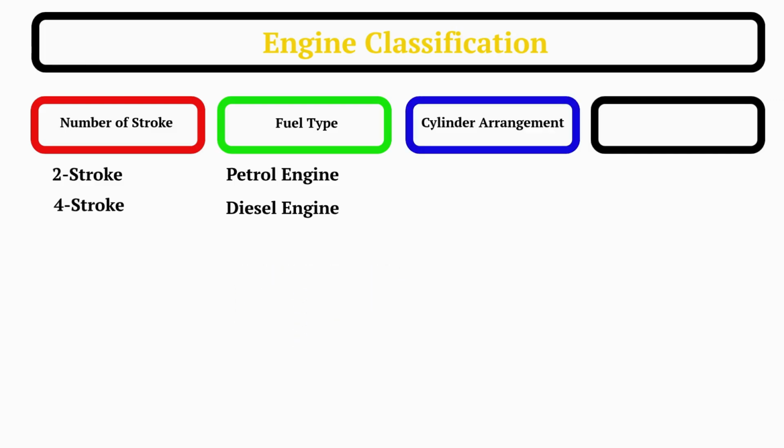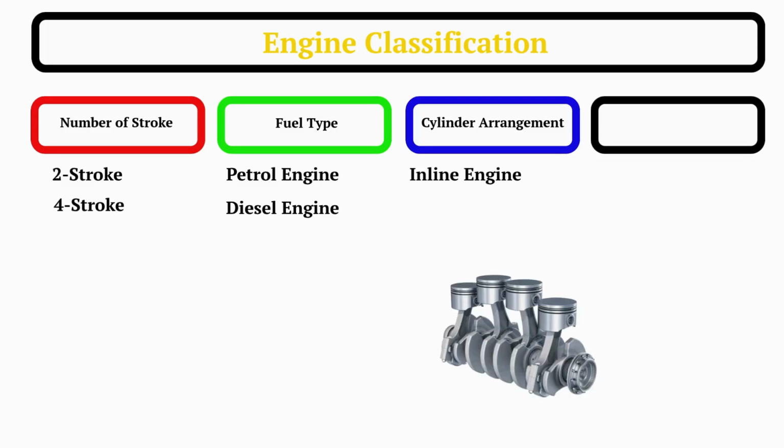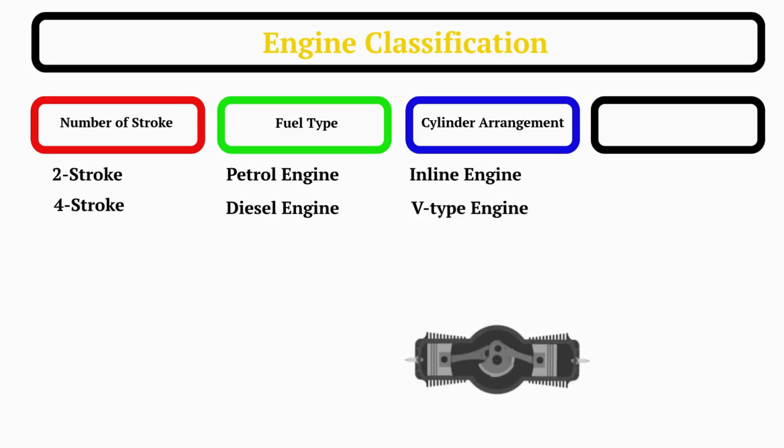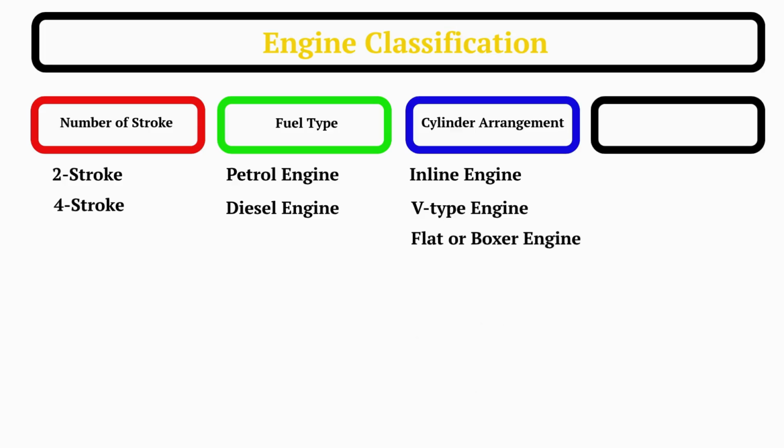Engines can also be classified according to cylinder arrangement. Common configurations include inline engines, V-type engines, and flat or boxer engines. Finally, engines can be classified based on their cooling system. Some engines are air-cooled, where heat is removed by air flowing over cooling fins. Others are water-cooled, where coolant circulates through the engine and radiator to remove heat. An internal combustion engine converts fuel energy into mechanical power through controlled combustion inside the cylinders.